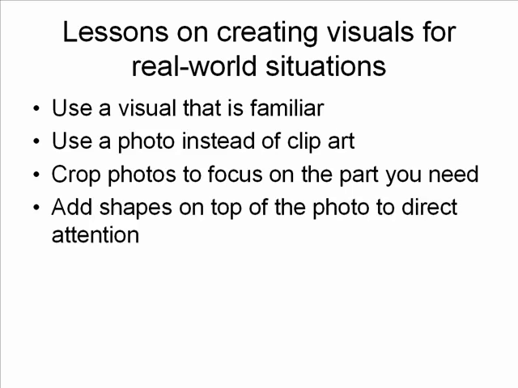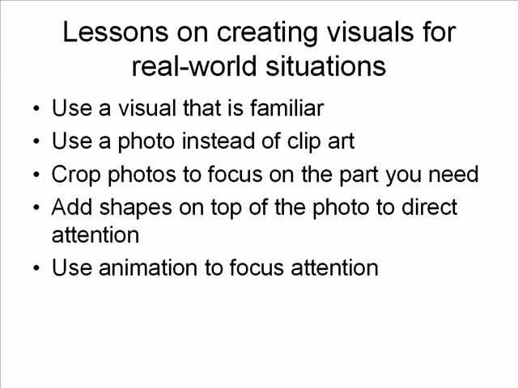Then we added a shape on top of the photo. This is a very powerful technique where you use a photo underneath to give them context that's very familiar, and then you add a shape so that you direct their attention to a particular spot on that photo, and they know the area you're trying to get them to look at. And finally, we used animation to focus their attention. We had that blue pie shape build on to show here's the 15 minutes that we will wait before we cancel your appointment. So when you're talking about a real-world situation, use these lessons to create powerful visuals.